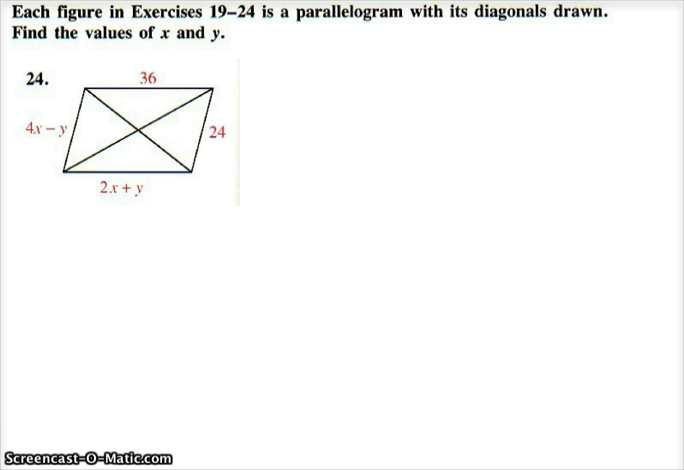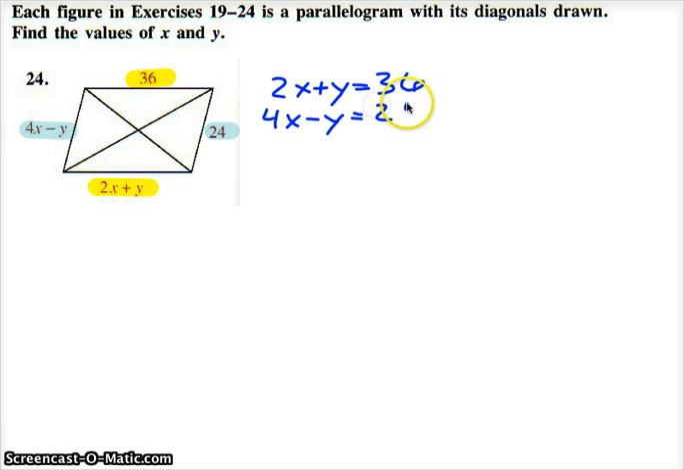Each figure in exercise 19 through 24 is a parallelogram with its diagonals drawn. Find the values of X and Y. For this one, I know that in a parallelogram, opposite sides have to be congruent, but each of the opposite sides has two variables. So let me write down what we at least have so far. If the top is congruent to the bottom, I have 2x plus y equal to 36. Since the left is congruent to the right, I have 4x minus y equals 24.